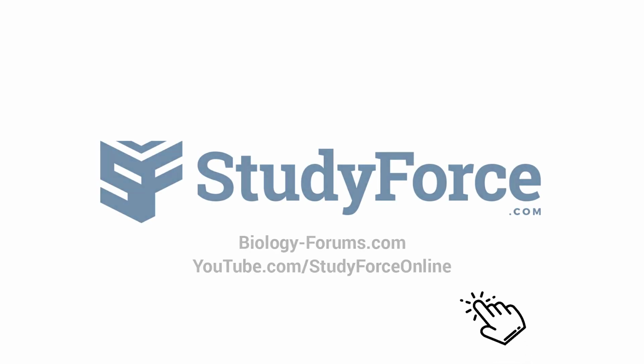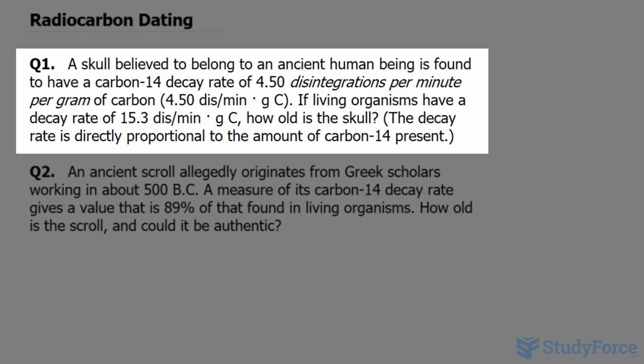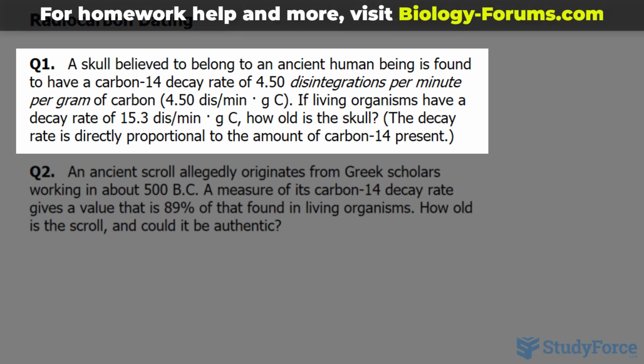In this lesson, we'll go through two examples related to radiocarbon dating. Question 1 reads, a skull believed to belong to an ancient human being is found to have a carbon-14 decay rate of 4.50 disintegrations per minute per gram of carbon. If living organisms have a decay rate of 15.3, how old is this skull?